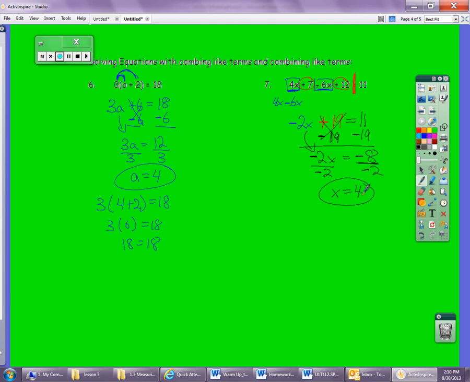And we can check this by putting it back in. So we would have 4 times 4 plus 7 minus 6 times 4 plus 12, and it should all equal 11. Well, 4 times 4 is 16 plus 7, negative 6 times 4 is minus 24, plus 12 equals 11. And then we can simply do 16 plus 7 is 23, minus 24 is negative 1, negative 1 plus 12 is 11. So we know that's going to work out and be good. So we know that our answer checks out.